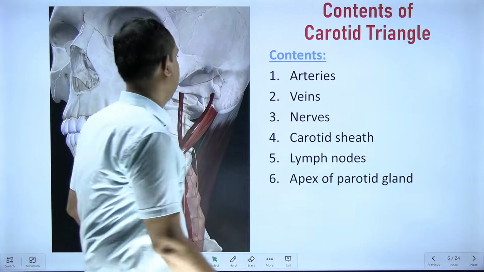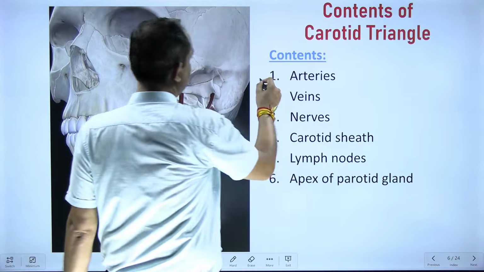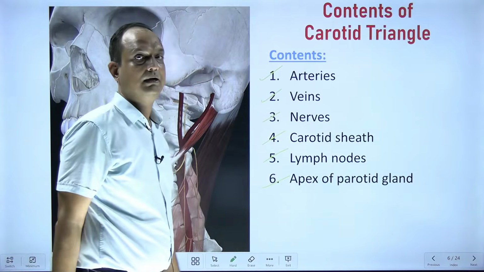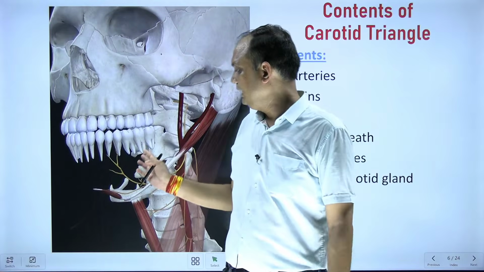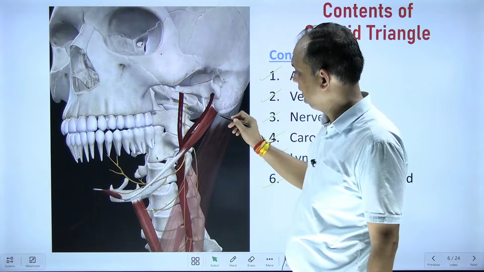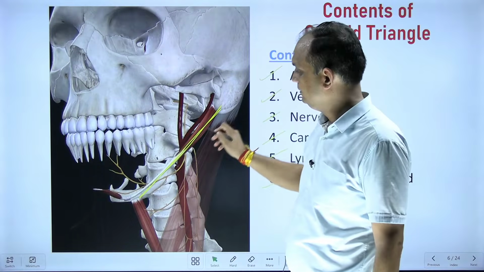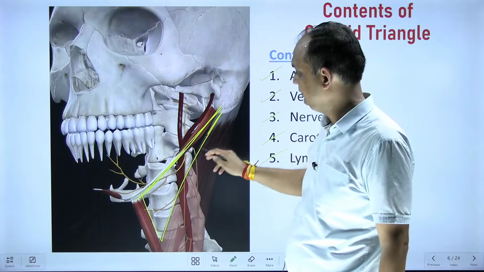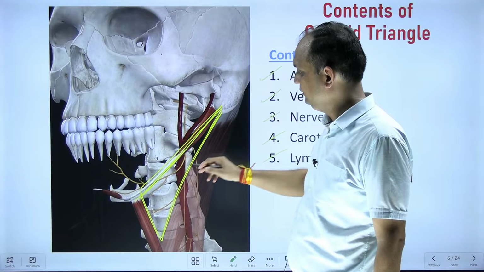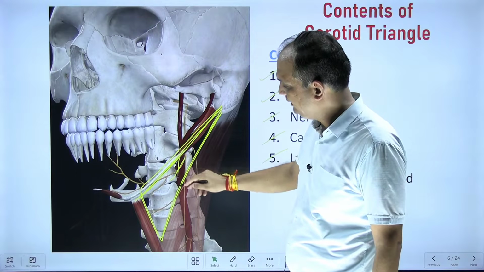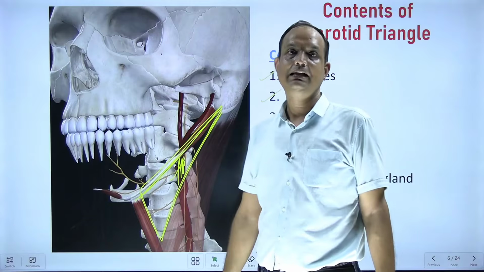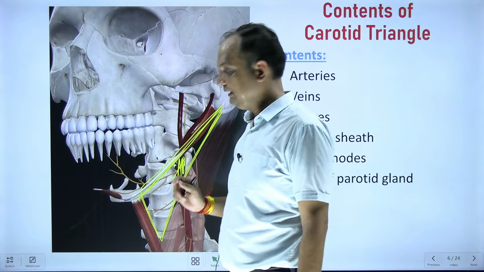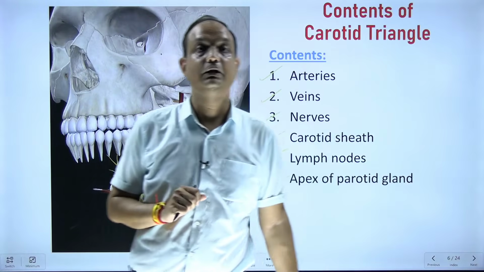So when you are talking about the contents of the carotid triangle, you will have the artery, the vein, nerves, carotid sheath, lymph nodes and the apical part of the parotid gland. So again, when we are talking about the carotid triangle, we are talking below this posterior belly of the digastric, and this is the omohyoid, and this is the anterior border of sternocleidomastoid. So when you do the dissection in this area, you will find a very big vessel, and that is known as the common carotid artery. Now this common carotid bifurcates here, and apart from that you will find very important cranial nerves also.